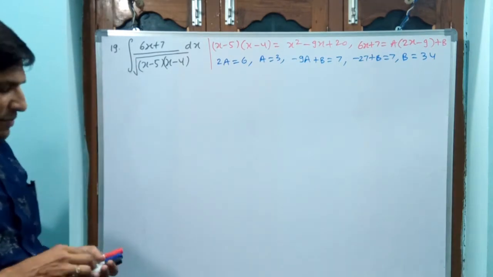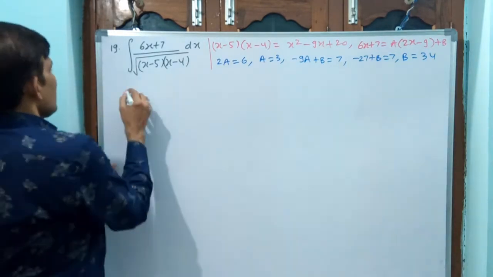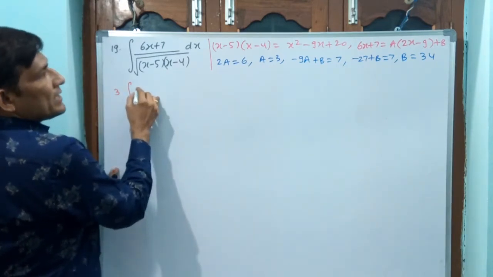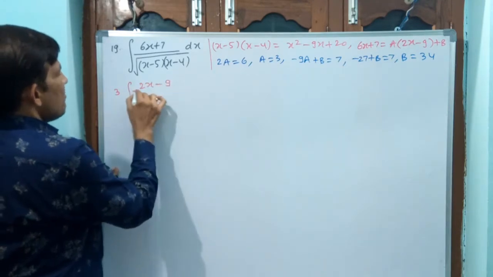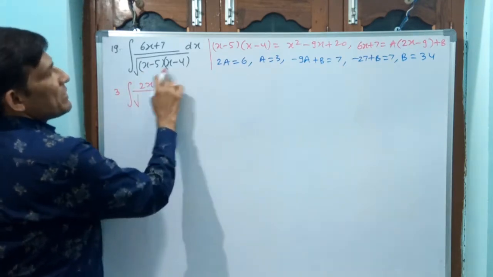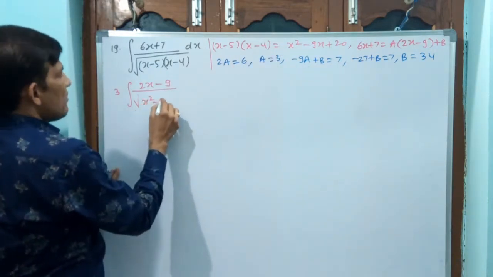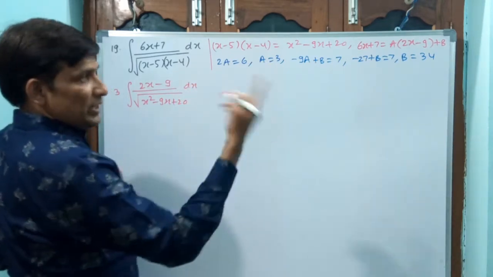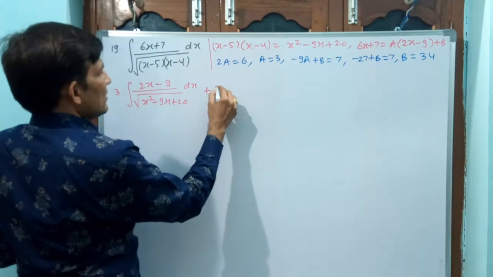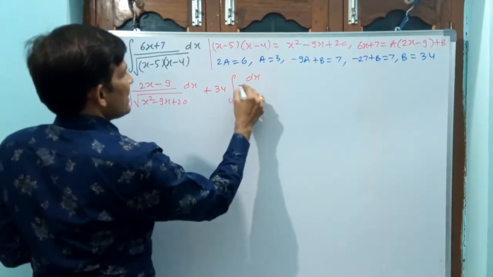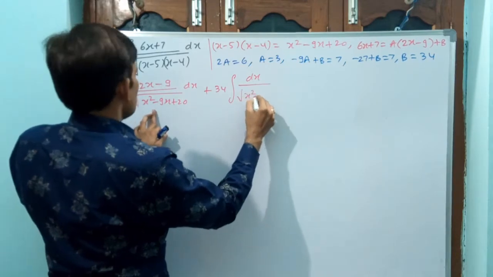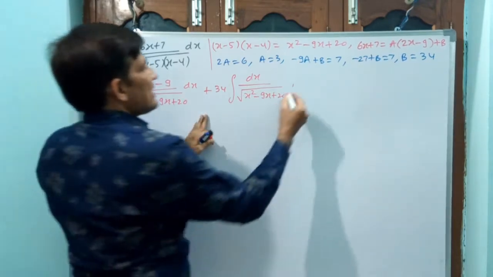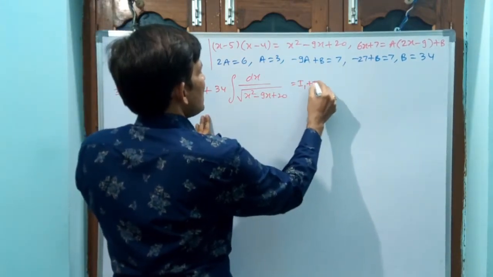Now you rewrite the statement. See how I am rewriting. Integral, a, how much has it come? 3. So 3 times (2x minus 9) by square root of x square minus 9x plus 20 dx. B is 34, so plus 34 integral dx by square root of again the same x square minus 9x plus 20. Okay. You take the first as I1, so the integral is I1 plus I2.